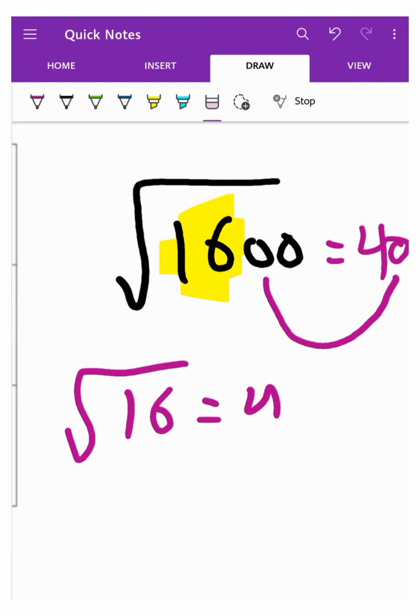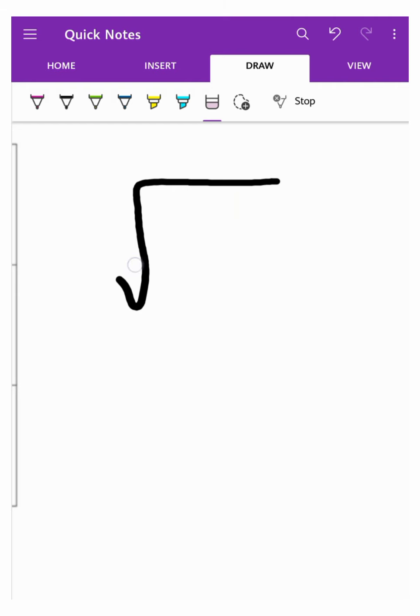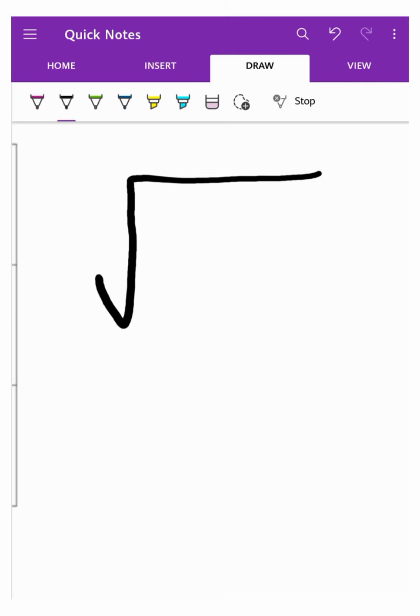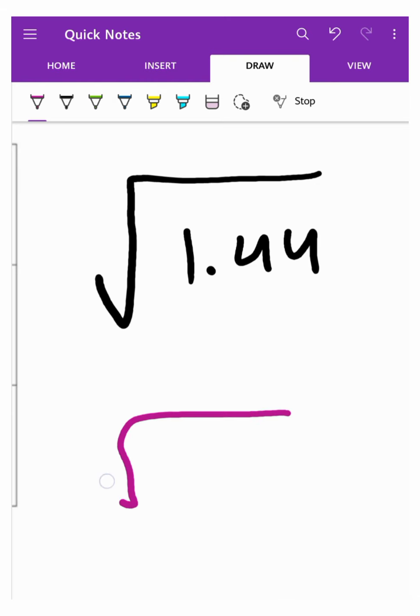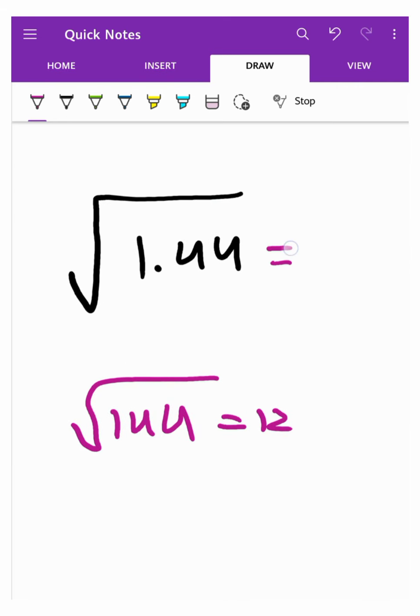Okay, my dear student, now what about the decimal? If you have, for example, 1.44, you know that before the decimal, 144 gives me 12, so the answer here is 12, and the final touch, just set the decimal point here. Easy, yes?